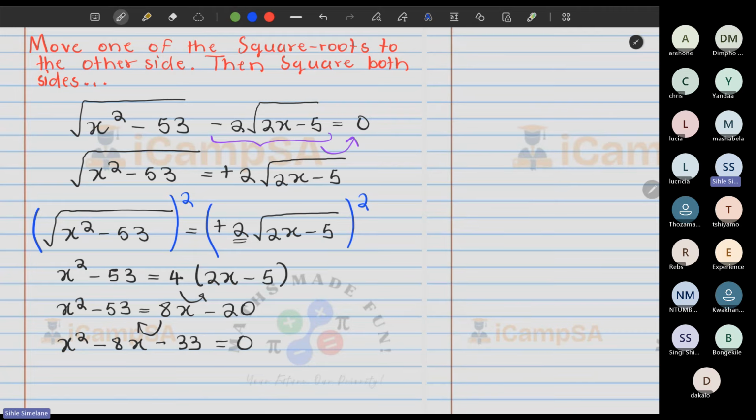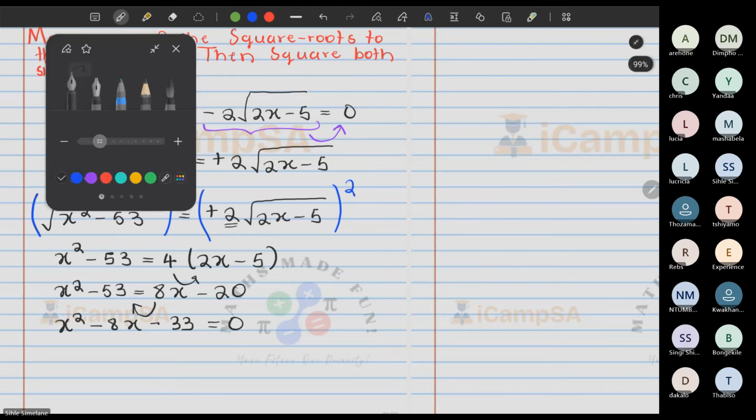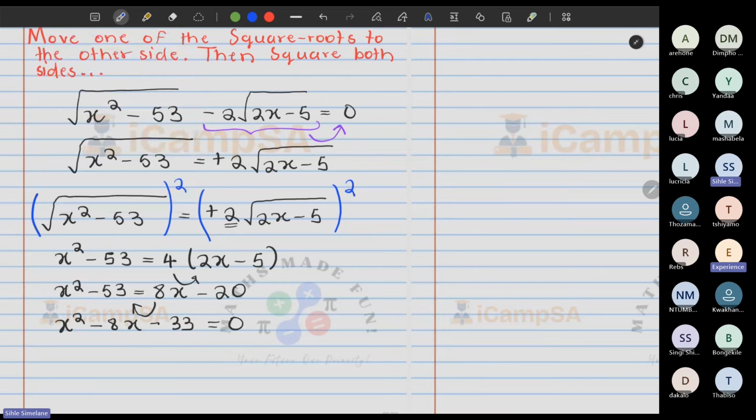You see, yeah, that is correct, guys. So now, guys, I need you to help me. Two numbers, when you multiply them, you get minus 33. When you add them, you get negative 8. Where are the geniuses? 11 and 3. Yeah, when I grow up, I want to be like you.